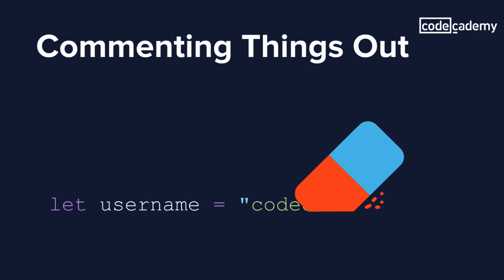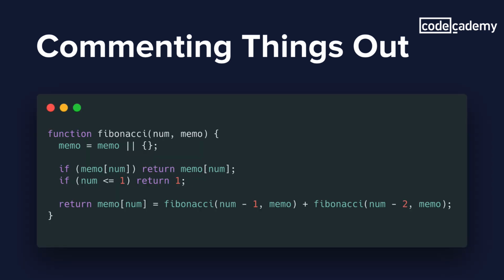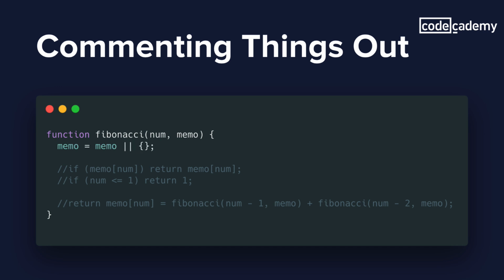So if you know a bug is in a block of code you're working with, but you're not sure which line or which part, it can be helpful to comment out the entire block and then start adding lines of code back in one by one until the bug resurfaces.